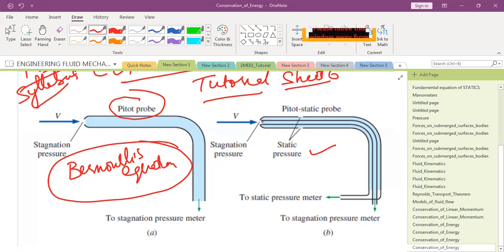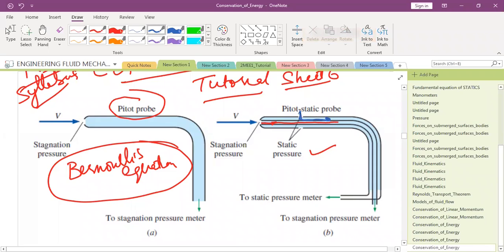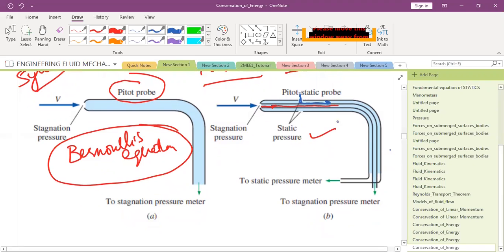So if I ask you, you are able to see two things. One is fluid will be flowing in through this, and the other is fluid will be flowing through this. So what do you think? Which one of them will measure static pressure and which one of them will measure dynamic pressure or total pressure? Anyone?